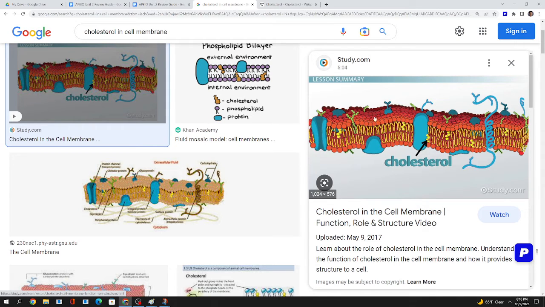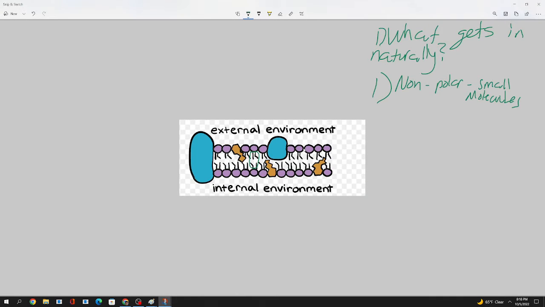These tips, or these heads right here, are not really circular. They somewhat are, but in reality, they're very, very small. There are actually gaps in between all of these things. So very small molecules can fit through these gaps and really be able to get through. It's going to be super, super easy for them.